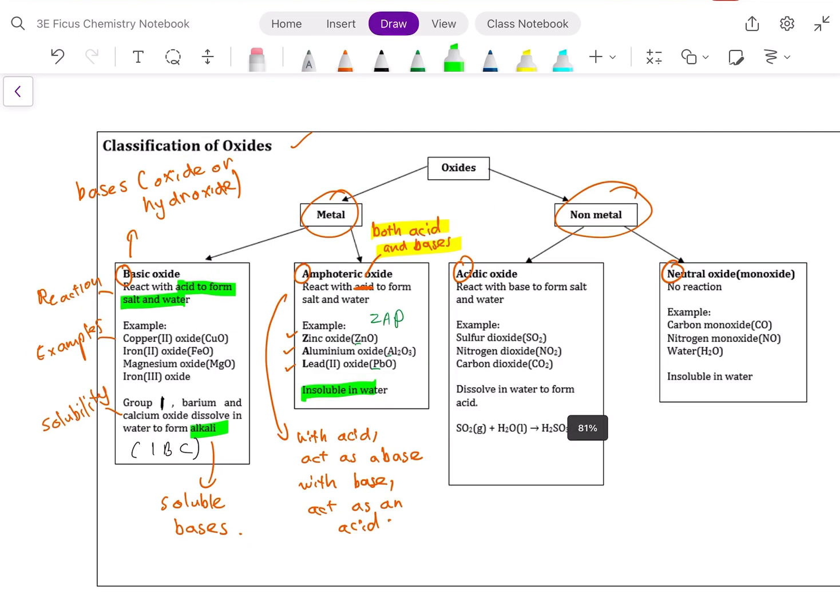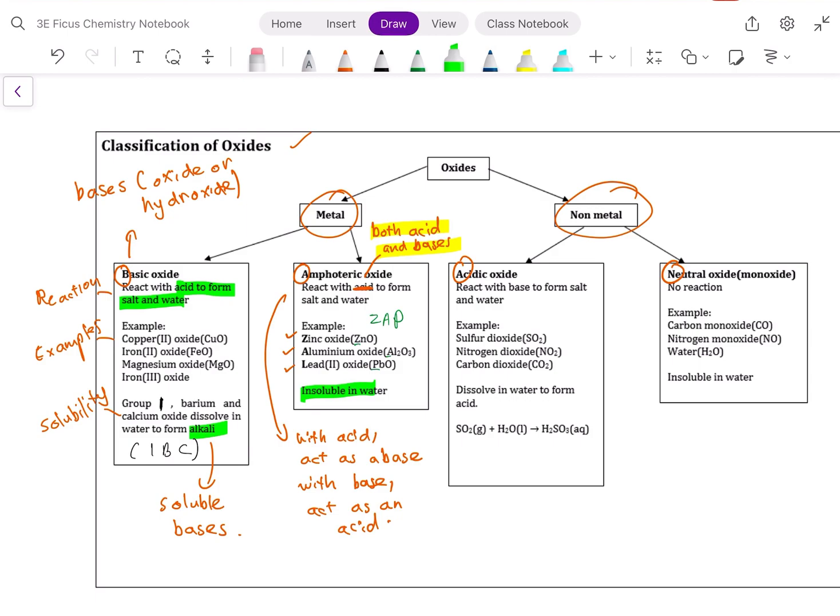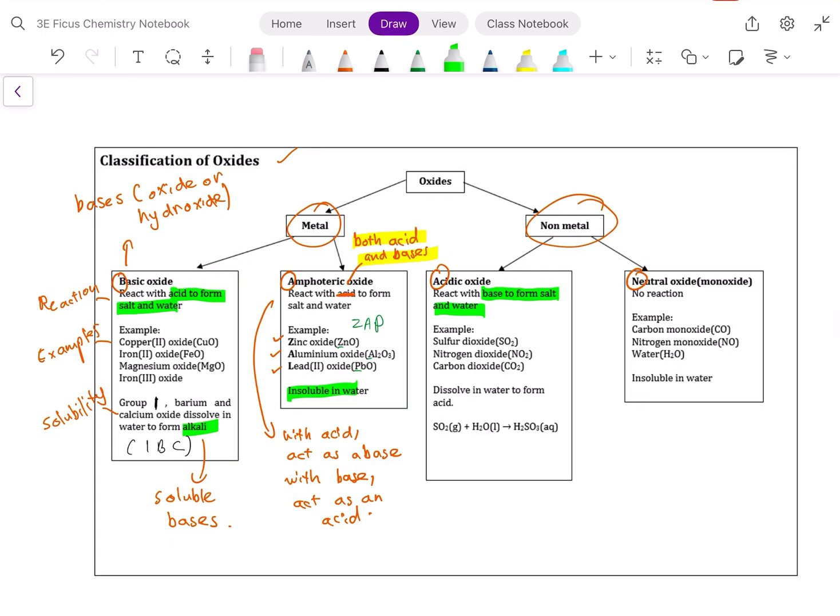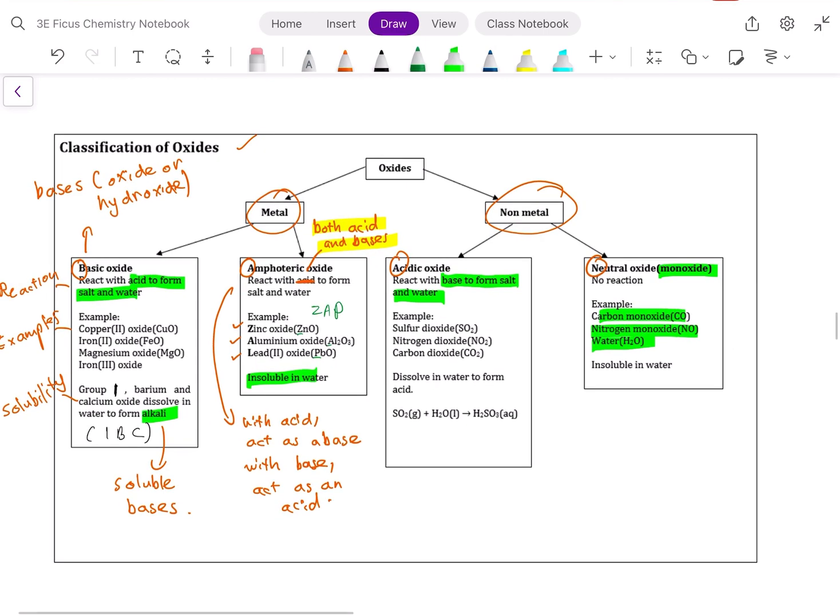Then we move to the other side, on the non-metal oxides. For the acidic oxide, it reacts with base to form salt and water. But I don't remember acidic. Actually, I remember the neutral oxides as monoxides. So examples, you have carbon monoxide, nitrogen monoxide, water. Sometimes I call them the NO CO water. Okay, hopefully it helps you to remember better. Okay, and they are insoluble in water.